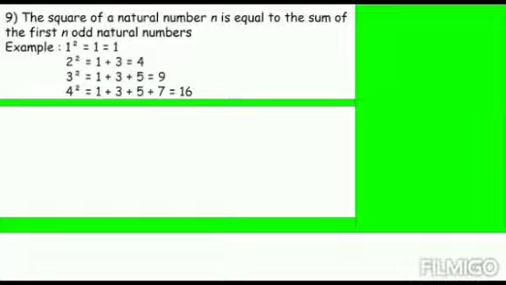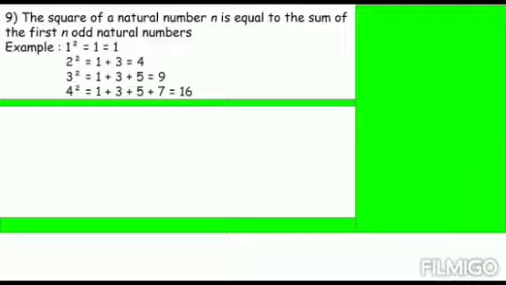The ninth property is that the square of a number n is equal to the sum of the first n odd numbers. For example, 1 square is equal to 1. 2 square is equal to 1 plus 3, which is 4. And then 3 square is 1 plus 3 plus 5, which is 9. The pattern goes on, and this is one of the easiest ways to find perfect squares.